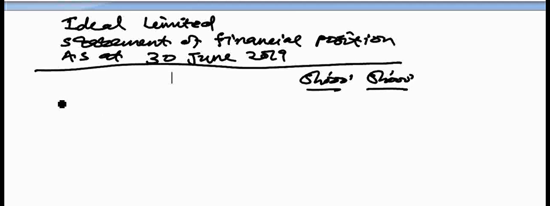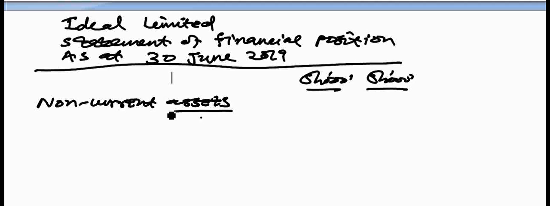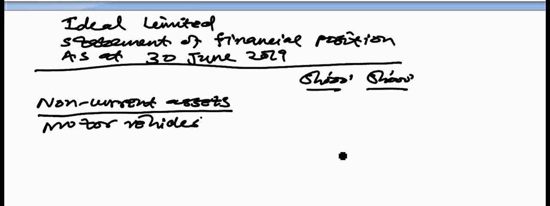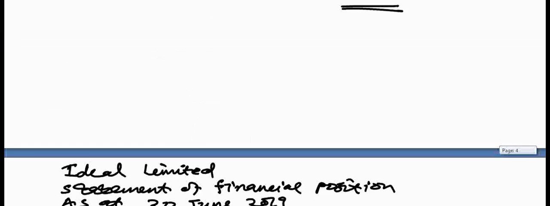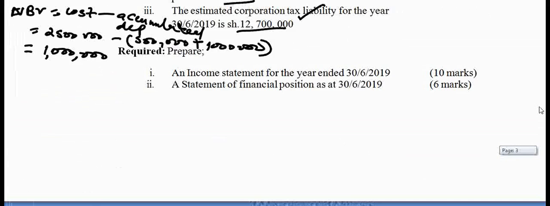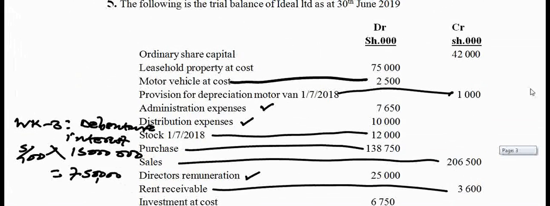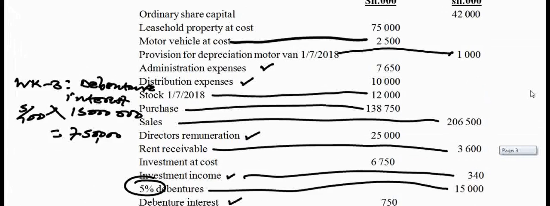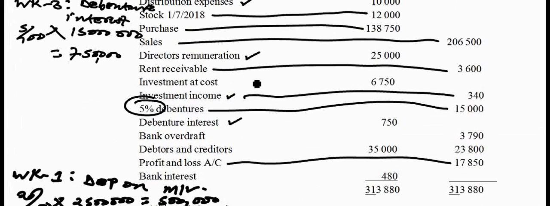We begin with what? With non-current assets. In this question, one major non-current asset that we had was motor vehicles. If it was one, tutaweka kwa the second column, but if there were other non-current assets, then ndio tutaweka pamoja kwa first column, ndio tuchukue second column. Zilikuwa mingi. Kuna motor vehicle, pia kuna investments. Kuna investment at cost 6750. So we have two non-current assets.